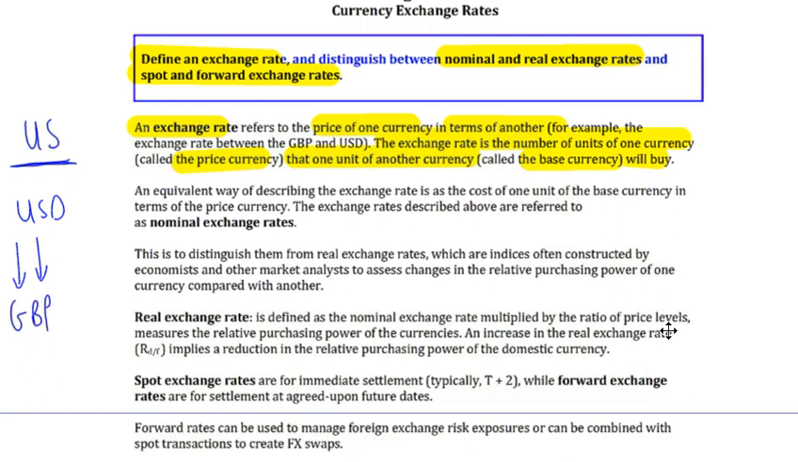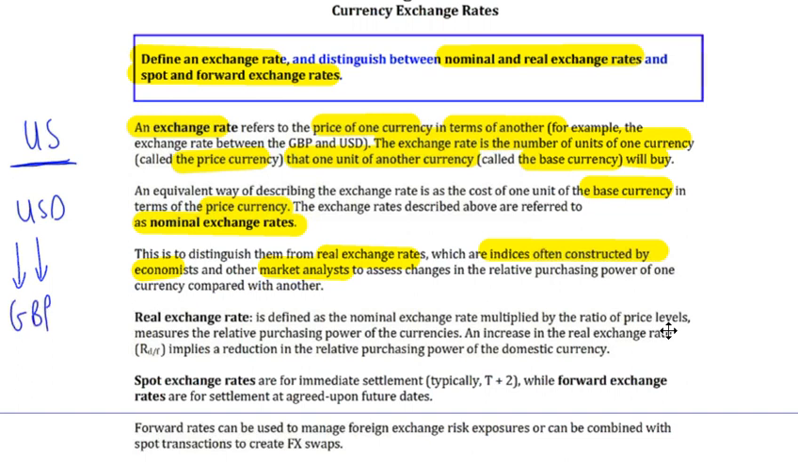Okay, we now look at the different ways exchange rates are viewed. What we call nominal exchange rates: when we exchange base currencies and price currencies, that is called the nominal exchange rate. Now, if we differentiate between that and real exchange rates, with real exchange rates we talk about indices that are constructed by economists and other market analysts.